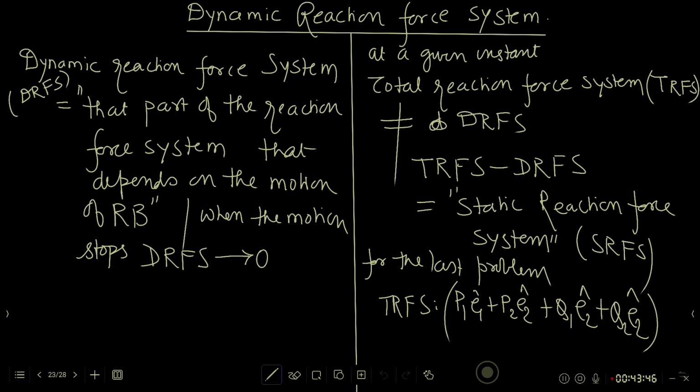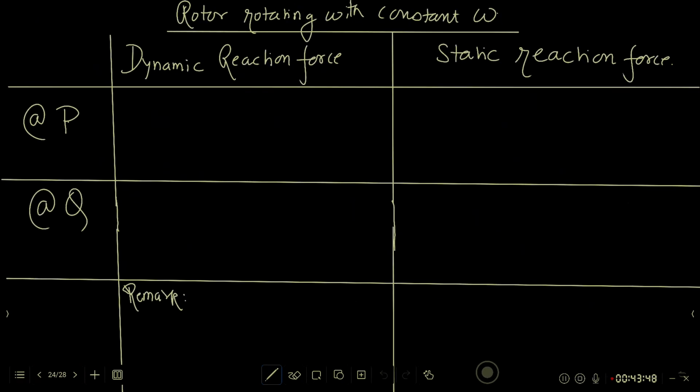I have prepared a table here. Rotor rotating with constant omega, last problem. Looking at the solution, reference is slide 22, solution. At P, what is the dynamic reaction force? This is the dynamic reaction force. Along E1, there is no dynamic reaction force at P.